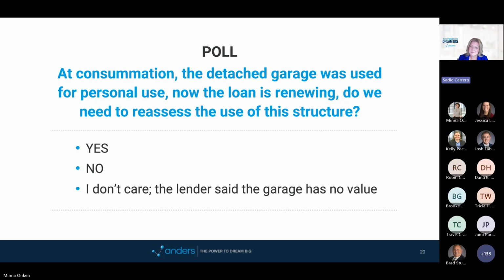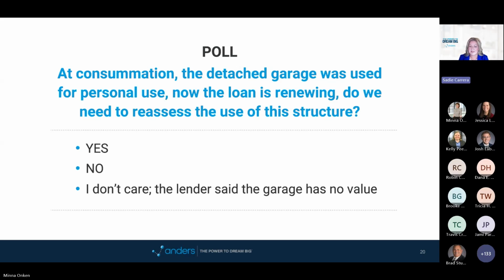So let's see. It's looking like yes is winning. We have no once or twice. Nobody doesn't care. Oh, you guys got some great lenders. They're not telling you the structure doesn't have any value. That's great. That's wonderful. All right.